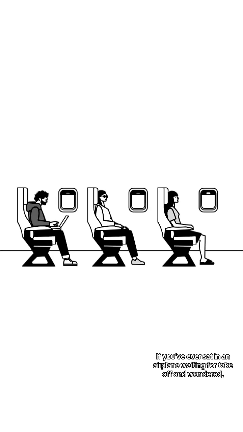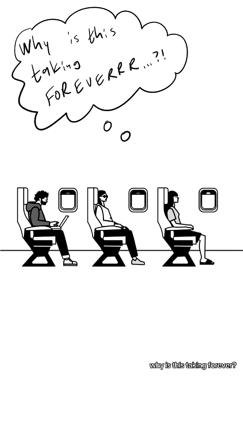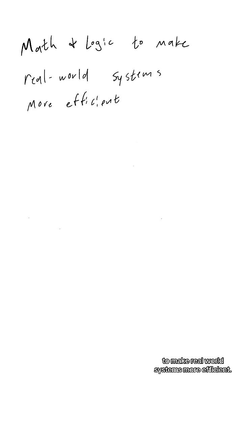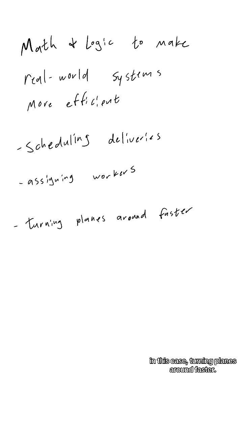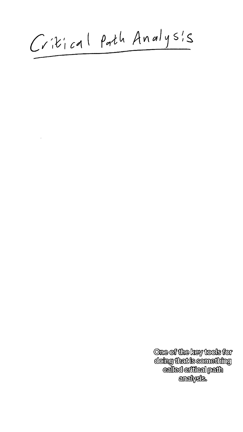If you've ever sat in an airplane waiting for takeoff and wondered why this is taking forever, congratulations, you've just entered the world of management science. Like the last couple of videos, this one's about how we can use math and logic to make real-world systems more efficient, from scheduling deliveries and assigning workers to, in this case, turning planes around faster. One of the key tools for doing that is something called critical path analysis.